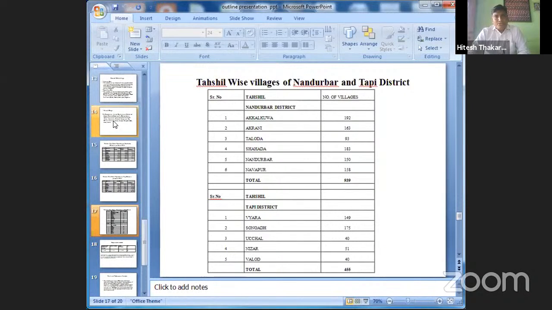Tahsil wise villages of Nandurbar and Tapi district. Here total villages of Nandurbar district is 939 and Tapi district is 455 villages.